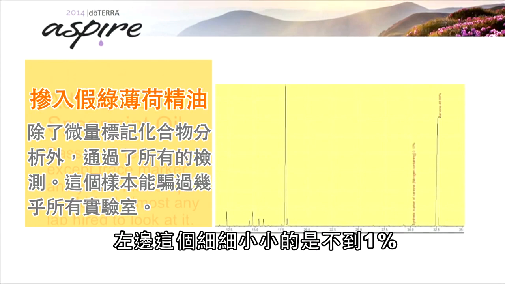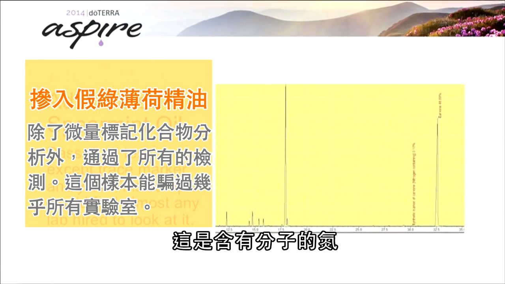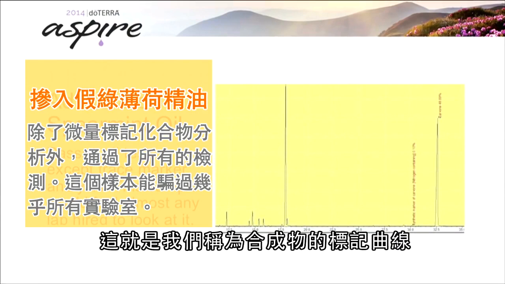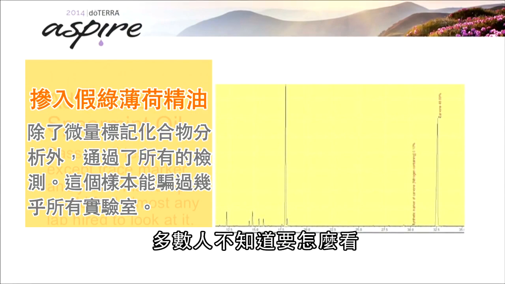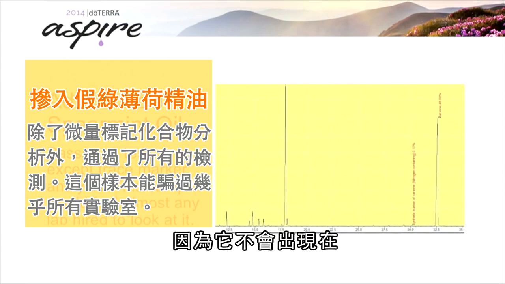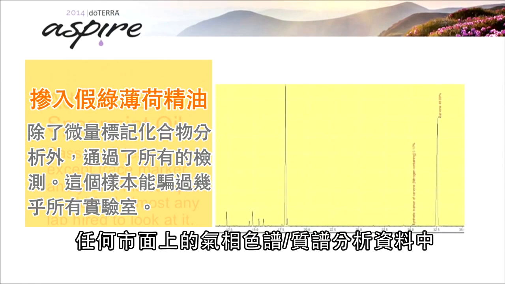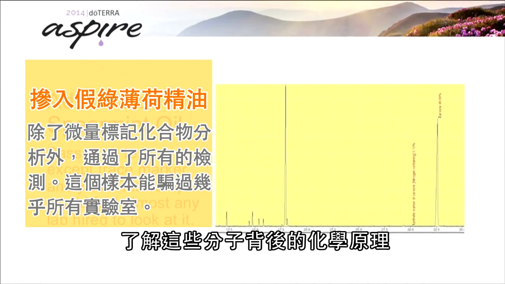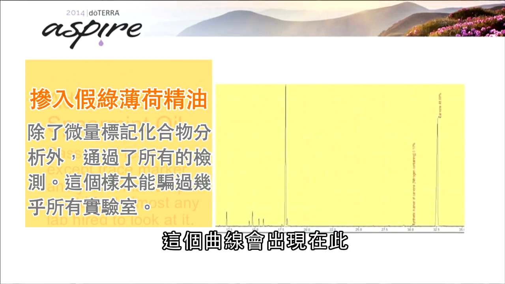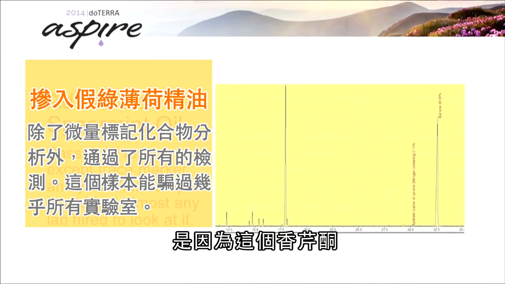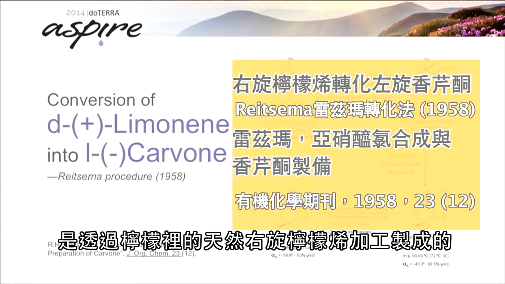is there at a fraction of a percent, and it's a peak of a nitrogen-containing molecule. That's what we call a synthetic marker peak. And most people will not know what to look for. They will not be able to find this peak because it's not going to be in any GCMS library that you can buy commercially. The only way you can know about it is knowing the chemistry that goes behind making these molecules. And the reason that peak is there is because this particular carvone was made from a process that starts with natural D-limonene from citrus.